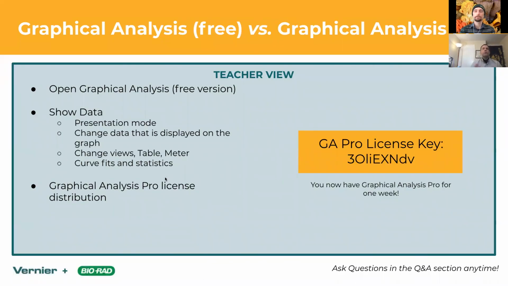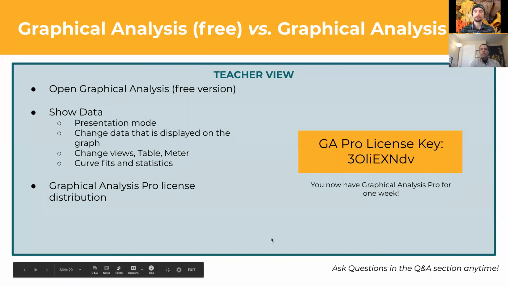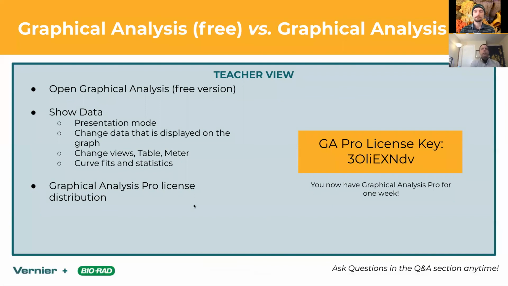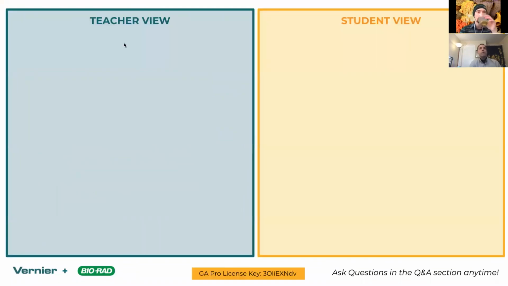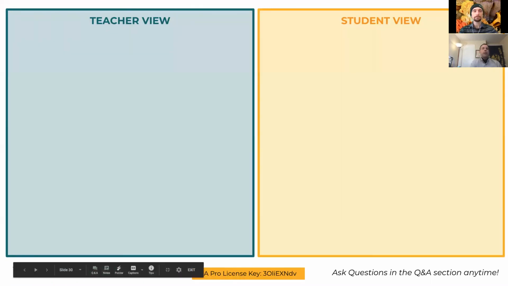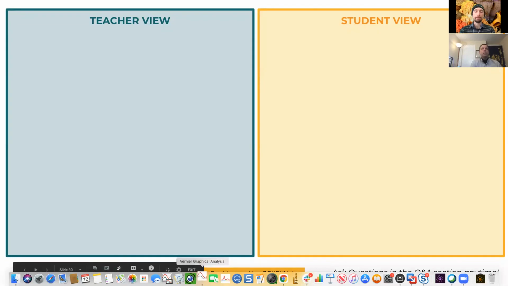I'm going to show you how to set all of this up. You probably are going to want to write down this number over here: 3, capital O, lowercase l, lowercase i, capital E X N D V. You're going to need that later, and Angie has put that into the panel. This is going to allow you to use Graphical Analysis Pro free for an entire week. I'm going to show you the teacher view, and then hopefully the student view. All right, I'm going to go back to GA.